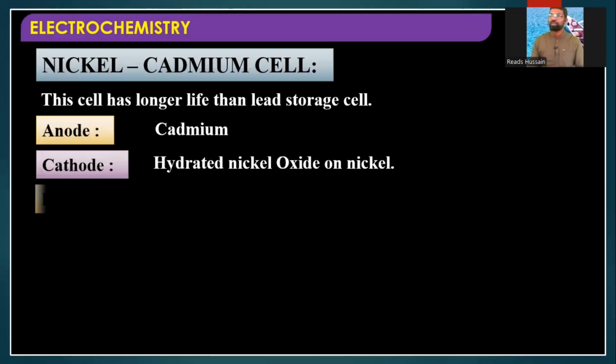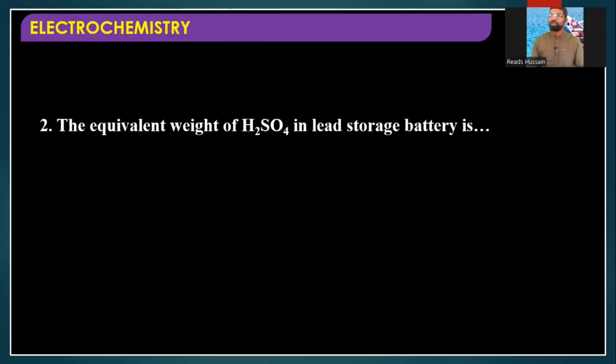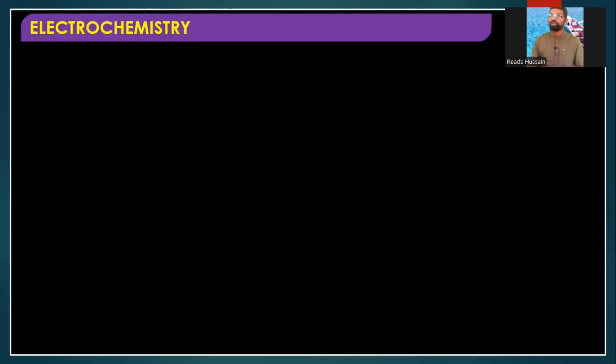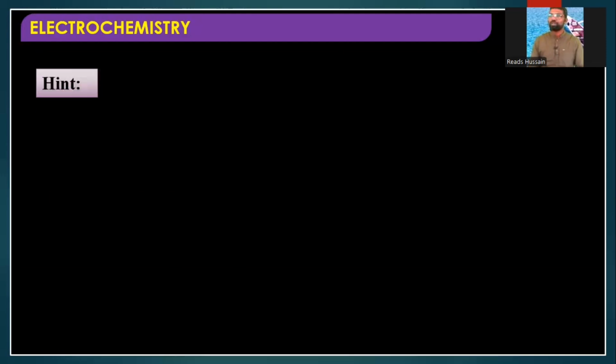You need not worry about all these calculations. Just remember one point: in this lead storage battery, the equivalent weight of sulfuric acid is 98 instead of 49. Usually in all other cases it is 49, right? That's all.